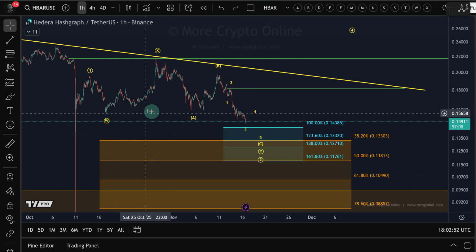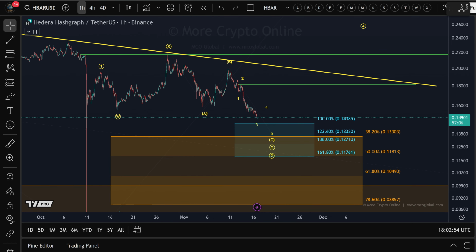So yeah, this is a 1 hour time frame. HBAR's chart remains under pressure at the moment. I mean, there's really nothing clearly bullish on this chart at the moment. As I said, pressure is downward.